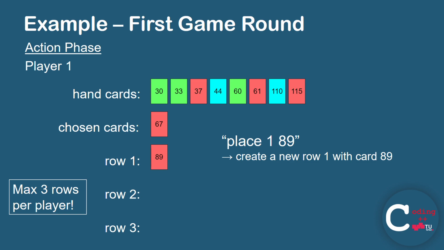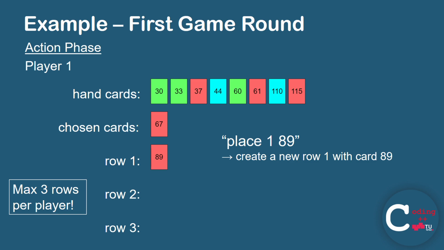For example, here the player uses place 189, which means they want to place the card with the number 89, which has to be contained in the chosen cards, in row 1. You cannot put any number here, so there needs to be some error handling. Since row 1 did not exist previously, a new row is created.